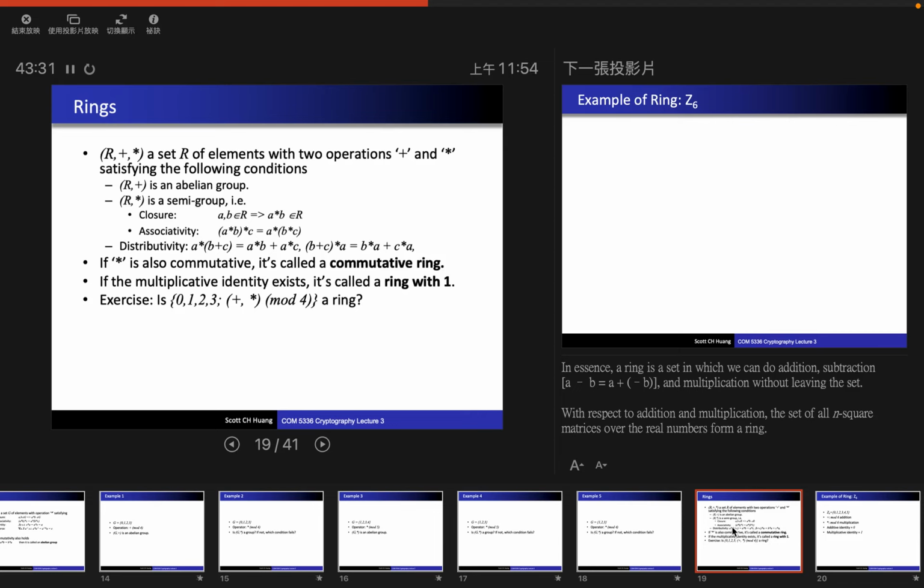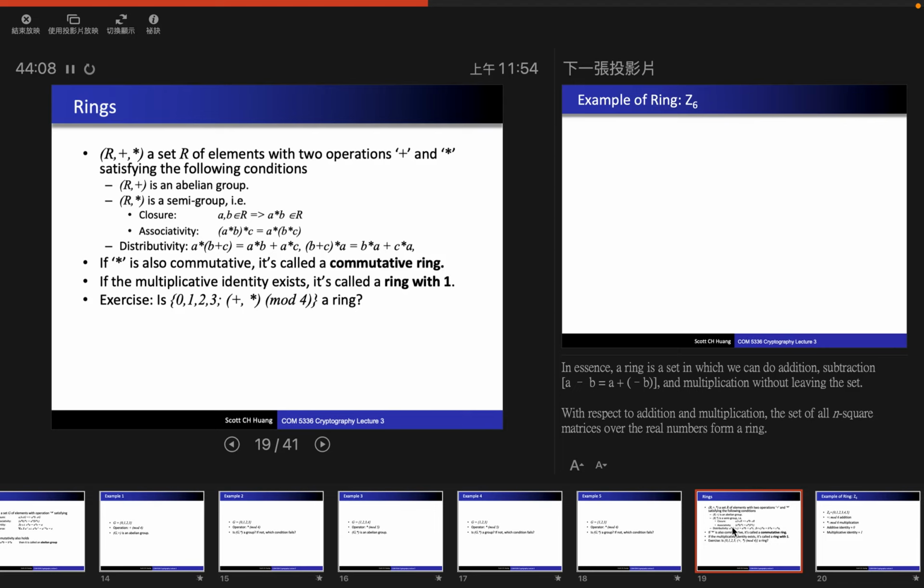That's just the set of integers. So if we look at the set of integers, naturally we have addition and multiplication. If we talk about addition alone, it forms an abelian group. But when we talk about multiplication, it forms a semi-group, because the inverse may not hold. So this is something that we're really familiar with.